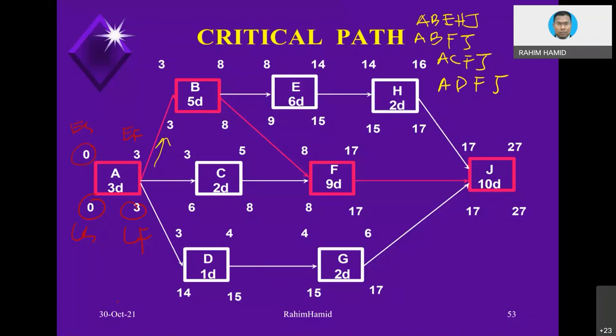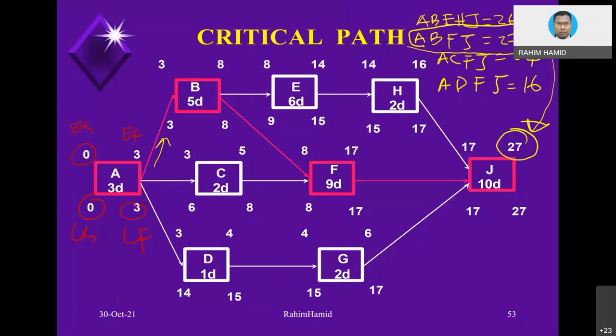If you add up all the durations within each path, A, B, E, H, J, you will get 8, 14, 16, 26. A, B, F, J, you will get 27. A, C, F, J, you will get 5, 14, 24. And then A, D, G, 4 plus 2 equivalent to 6, 16. And you notice one thing, the longest duration of this network is A, B, F, J, 27. And that 27, if you do the calculation, will be equivalent to 27 as well. That is the concept of the longest duration in the path.